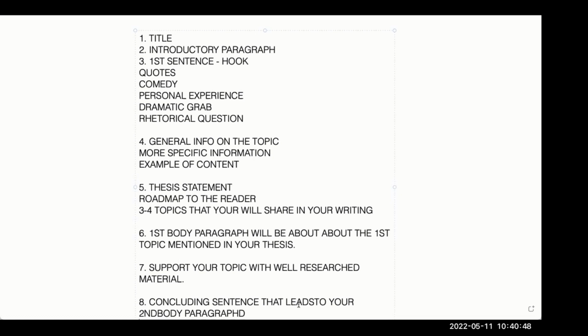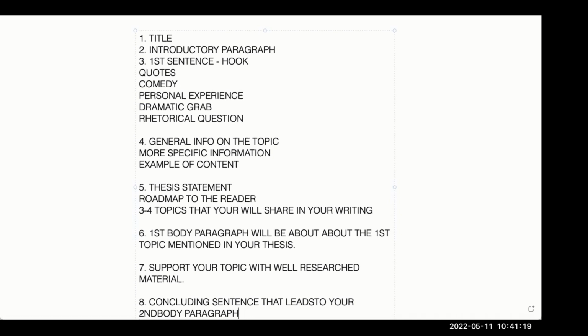And this is the pattern that you use throughout your body paragraphs. You introduce your topic in the topic sentence. Then you support your topic with well-researched material. And then you conclude your body paragraph with a concluding sentence that leads to your next topic.